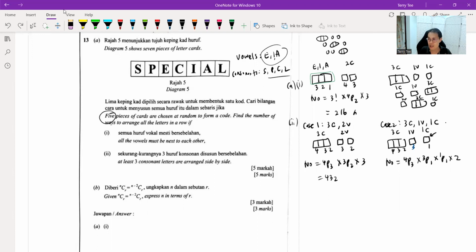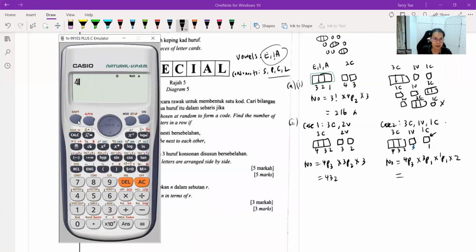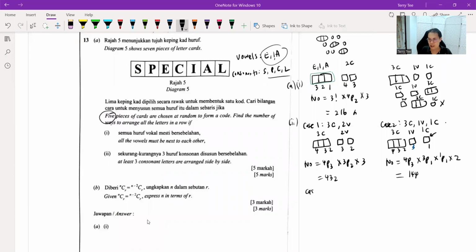So you just times 2. You cannot have that case, because if you put the 3 consonants in the middle, then it will be next to the single consonant there. So let's count. This is 4P3, 3P1, 1P1 is just 1, and then I times 2. This gives us 144. And lastly, case number 3.